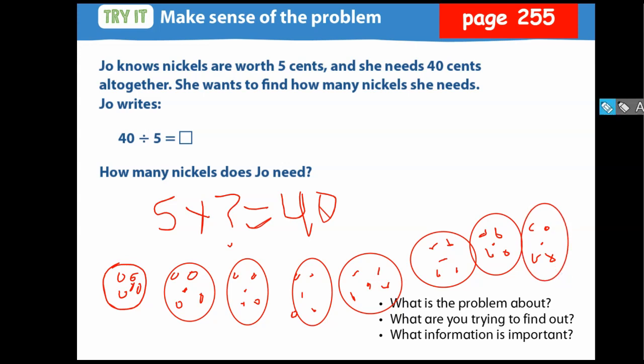So 40 divided by 5 equals what? 8. Right? So how many nickels is he going to need? 8. That's one way to do it.